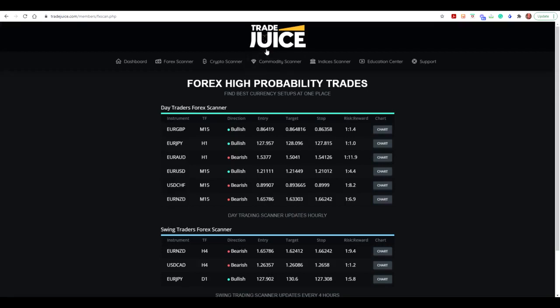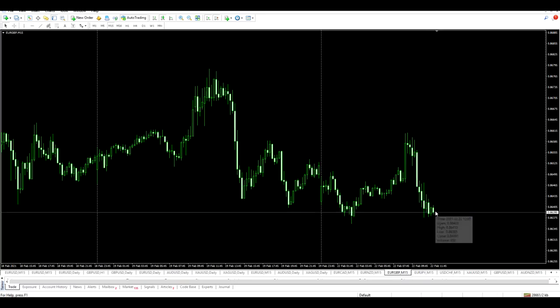Hi guys, I'm on the TradeJuice platform and I see a whole bunch of high probability trades, and I'm going to have a look at entering one now, the euro pound on a 15-minute. I'm going bullish. I've got my entry, target, and stop levels, and if I look at the chart right now, you can see this is where price is.